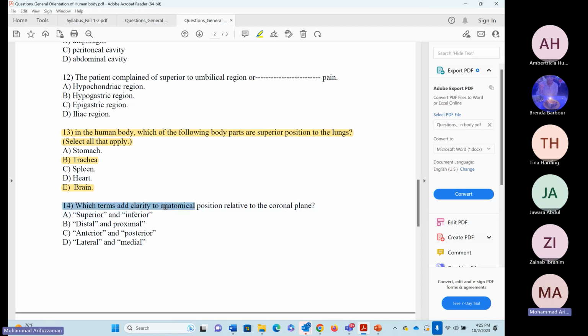Which terms add clarity to anatomical position relative to the coronal plane? It is C. Posterior and anterior, because the coronal plane divides the body into anterior and posterior. Anterior means frontal.